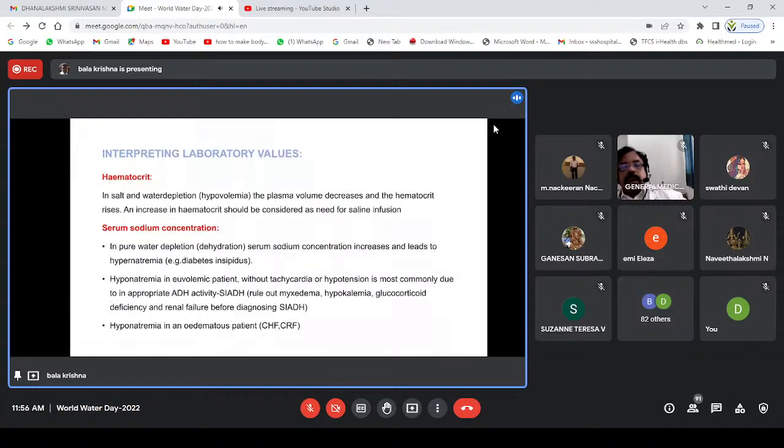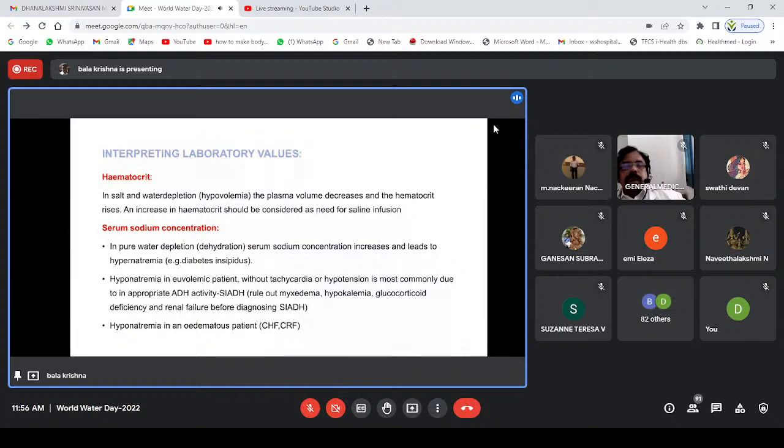In a patient with dehydration, the main important parameter in assessing this patient is hematocrit. In salt and water depletion, hypovolemia, effective plasma volume decreases due to dehydration and hematocrit rises. The increase in hematocrit should be considered as a need for saline infusion.